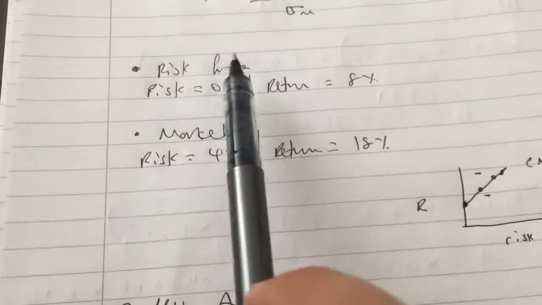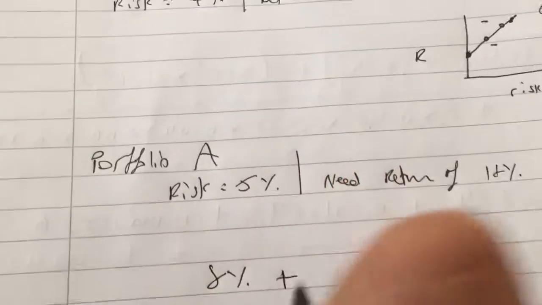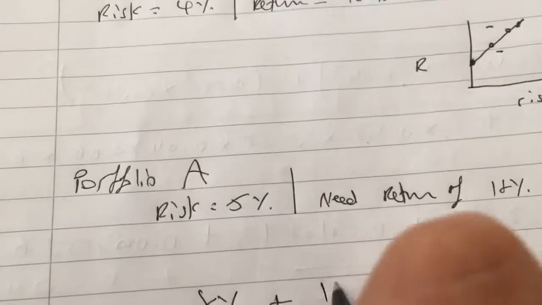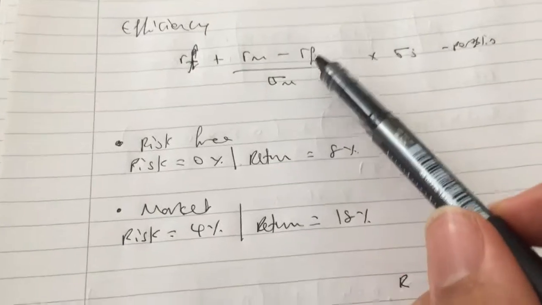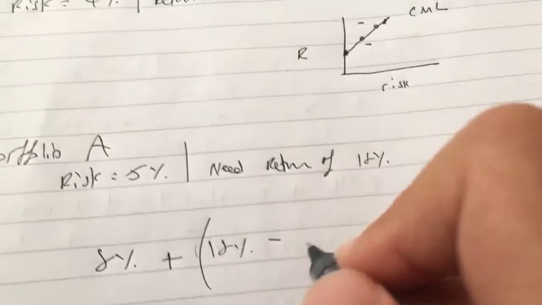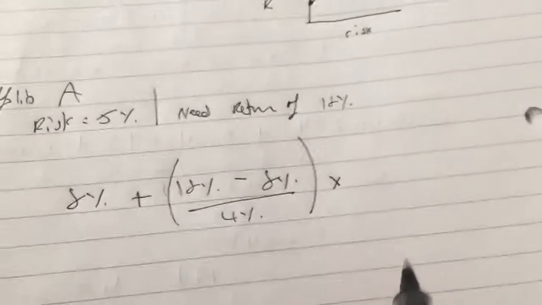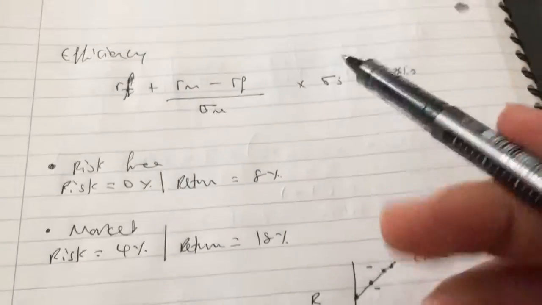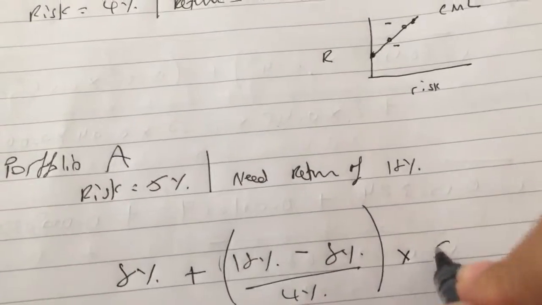So let's write the formula out. Return of the risk-free is 8%, plus return of the market, 18%, minus the return of the risk-free, 8%. So 18% minus 8%, all divided by the risk of the market. The risk of the market, they've told us, is 4%, multiplied by the risk of our portfolios. If we're looking at portfolio A, the risk of portfolio A is going to be 5%.